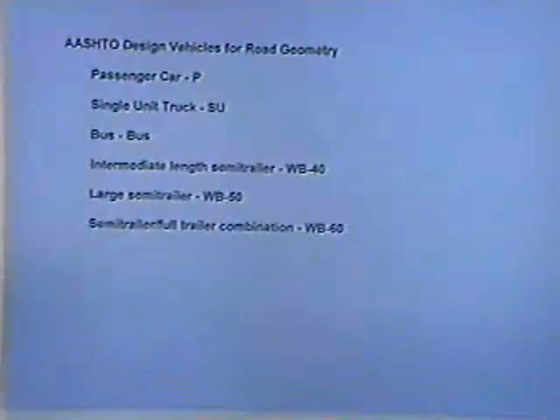Now, another thing that is mentioned in your notes in the middle of this section on pavement design or standard truck loadings is the concept of AASHTO design vehicles, and these are vehicles whose dimensions and characteristics are used in design of roadways. And they talk about passenger cars, single unit trucks, buses, intermediate semi-trailers, large semi-trailers, and then the double trailer combinations.